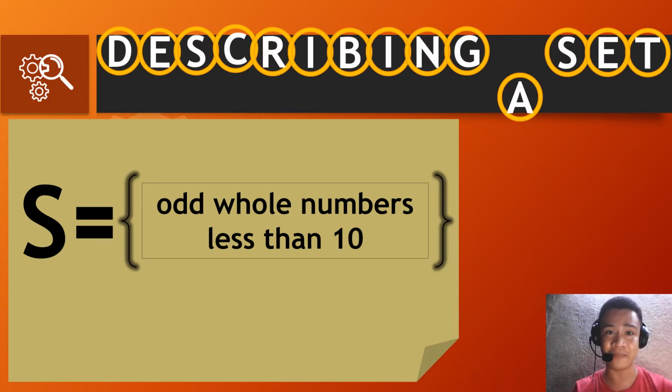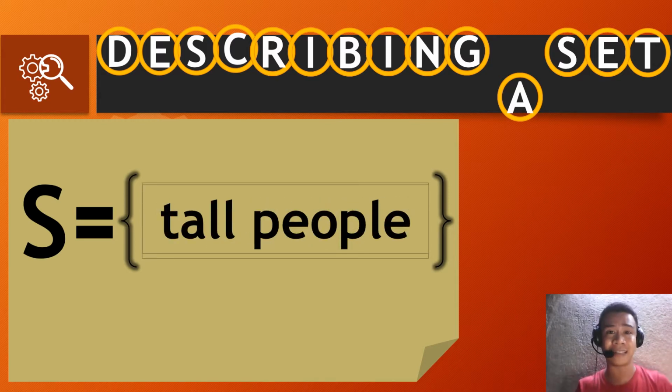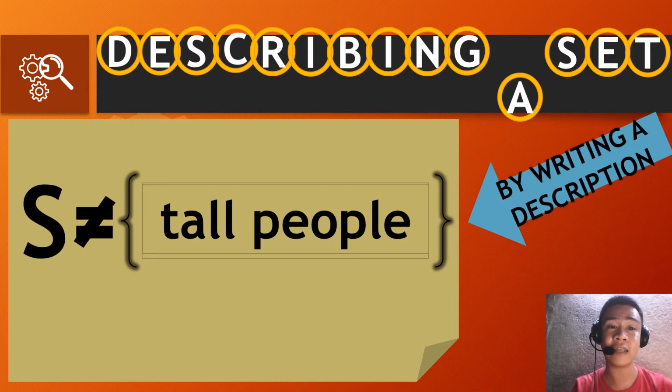A set must also be well-defined. What does that mean? This means that our description of the elements of a set is clear and unambiguous. For example, can we consider tall people as a set? Can we consider this as a set? The answer is no.